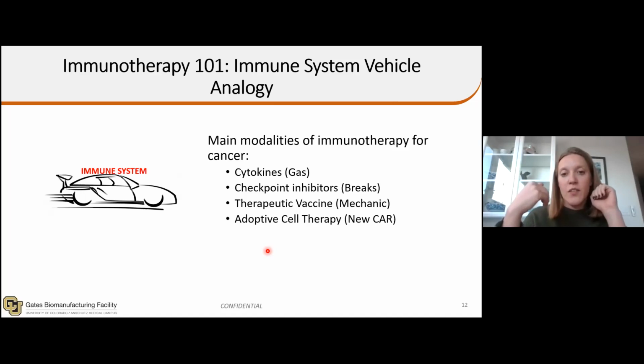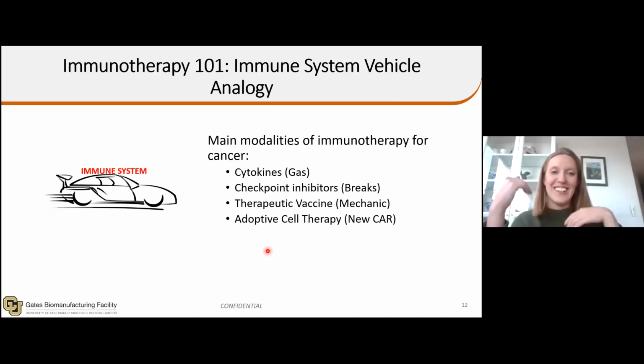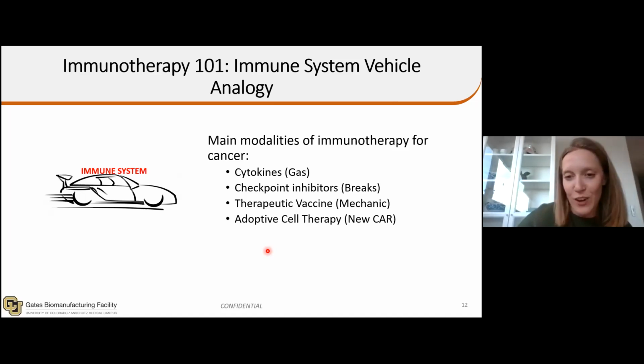There's also therapeutic vaccines, cancer vaccines, that I'm gonna draw the analogy and call it like taking your car to a mechanic, so being re-educated and taught to perform. And then adoptive cell therapy, which is essentially just getting a whole new race car. And that'll be the main crux of this talk.